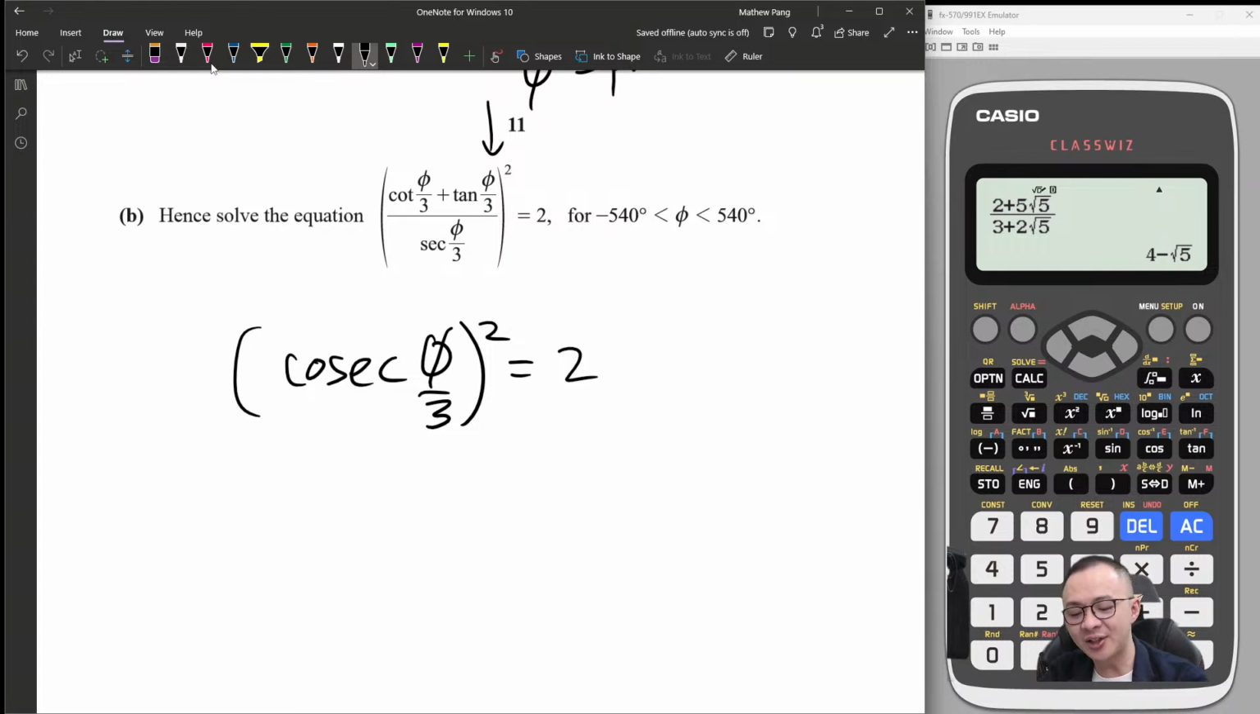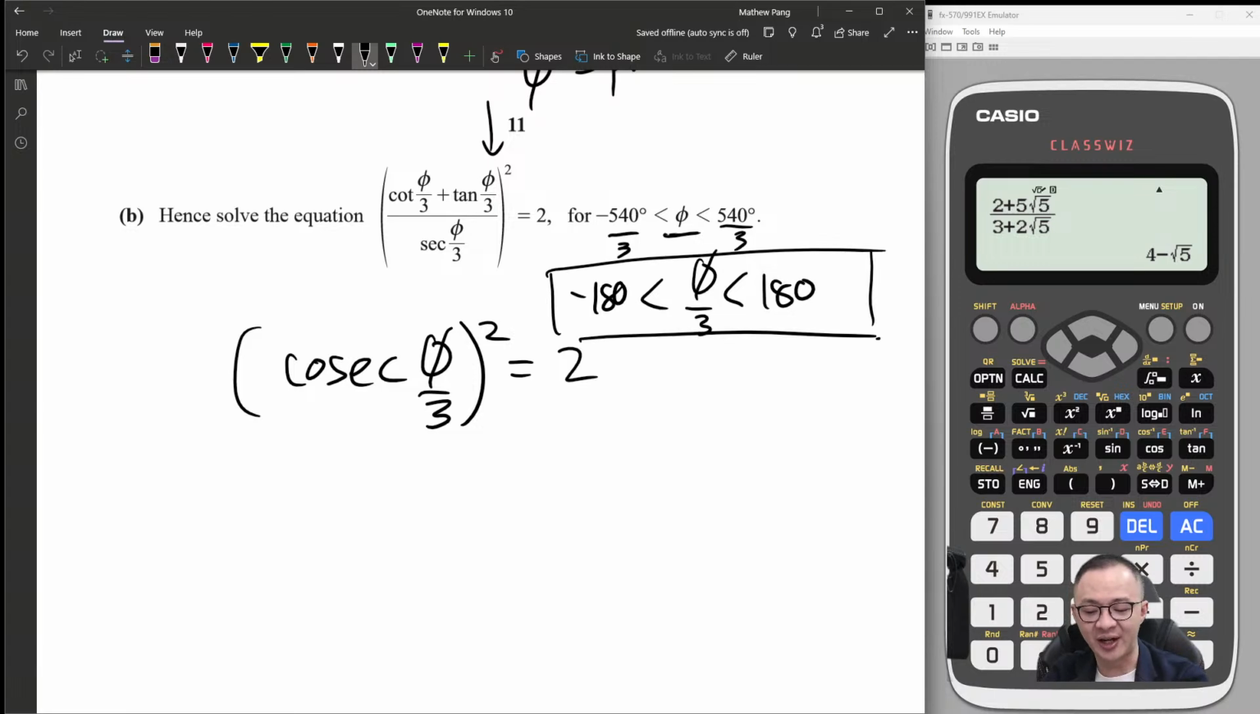Okay, I think I get the new range also, because this range is for phi. I want a new range for phi over 3. So I will divide by 3 here and divide by 3 here. It's negative 180 up to 180. So this is all the values I need to find.